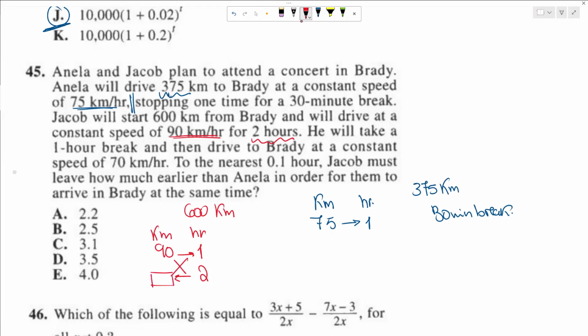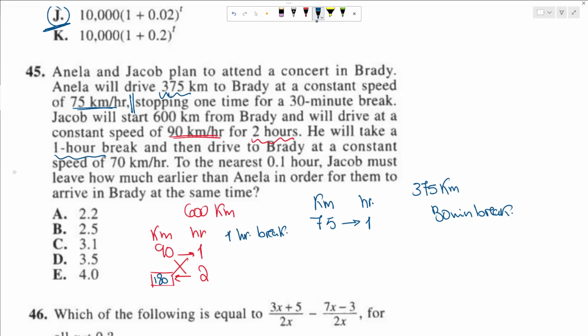1 each. 180 is the distance, exactly. The 180 is the distance they've covered. Now he will take a 1 hour break, 1 hour, not minutes. And then drive back and continue the rest of the road.